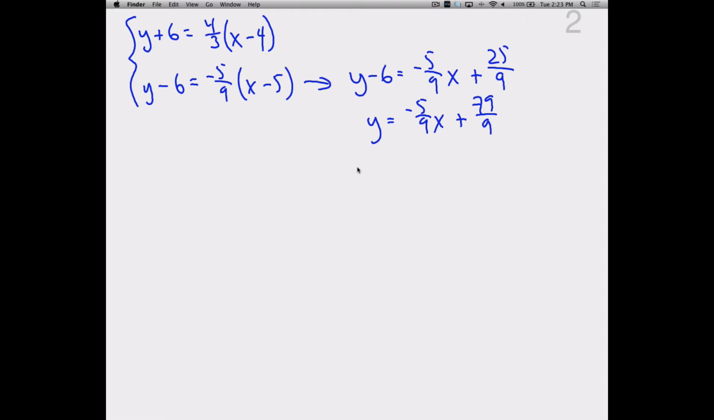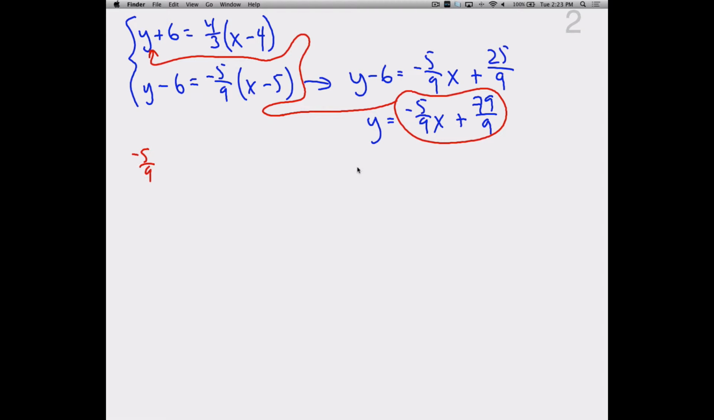Now I'm going to take this and bring it over and put it in the other equation. We solved the bottom one, right? So we get negative 5/9 x plus 79/9 plus 6 equals 4/3 times the quantity x minus 4.